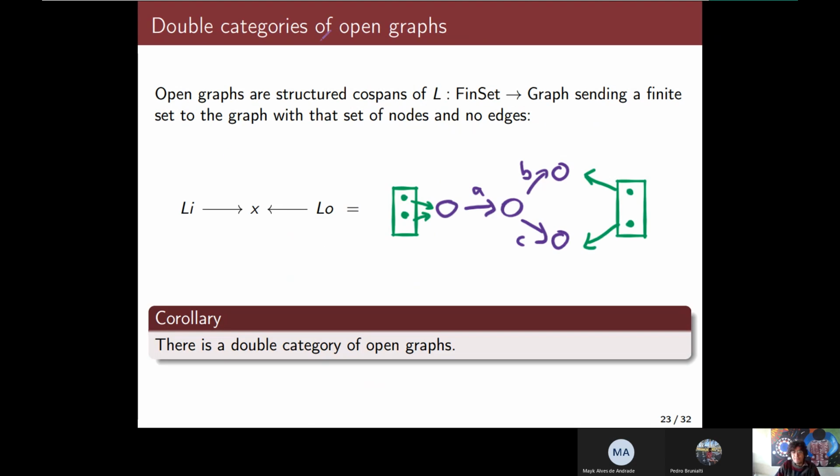Just to fill up our desiderata, for open graphs as structured cospans, for this functor here, this functor will send a finite set to the graph with that set of nodes and no edges. So for instance, if you have this functor here, this set here gets sent to a graph like this.